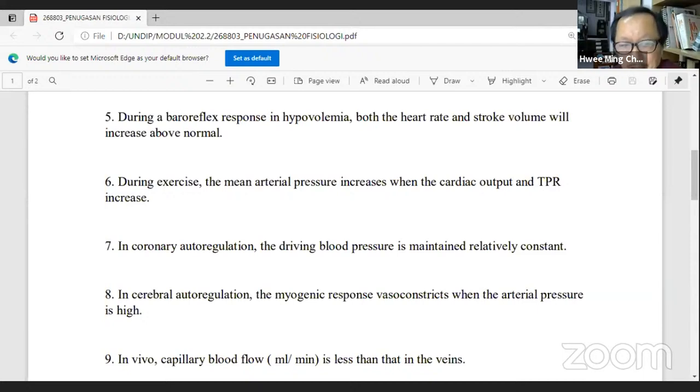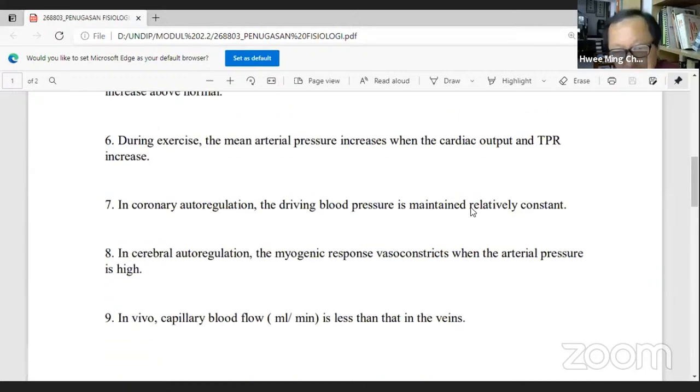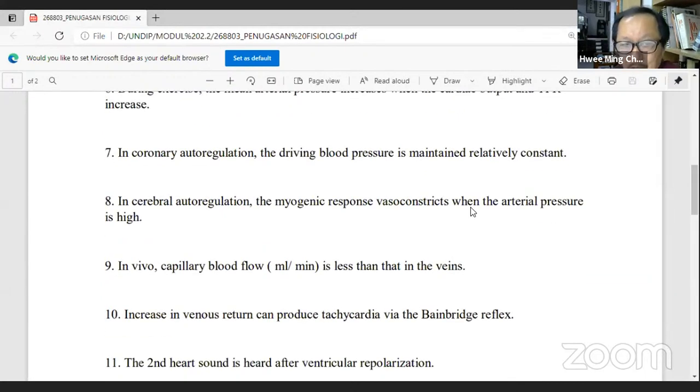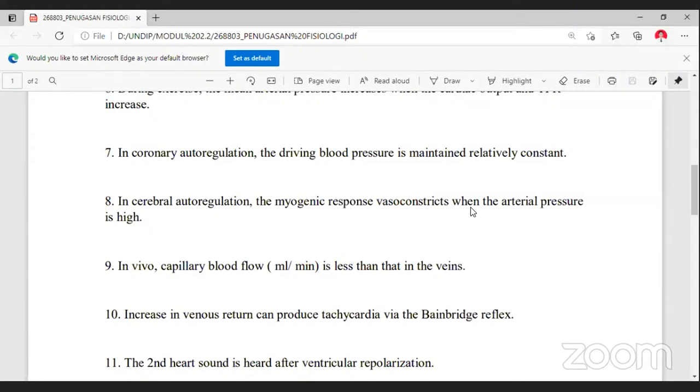Okay, now questions 7 and 8 are on the special circulation of the brain and the heart, autoregulation. So who wants to give an opinion for question 7? Okay, Karina. Hi, Karina.